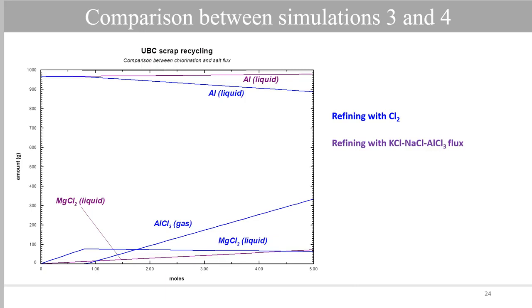So now we can make a quick comparison between simulation 3 and 4. You can see that refining with the chlorine actually causes the loss of aluminium to the gas phase, while the refining with the molten salt flux causes, for the same amount at least, the aluminium content to increase in the metal due to the exchange between magnesium and aluminium in the scrap. You can see here in both cases that magnesium chloride is formed as a result of the reaction.